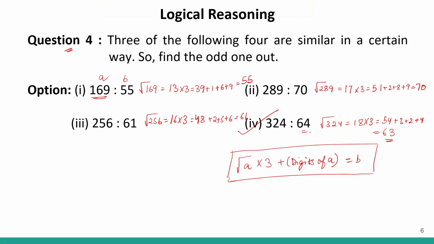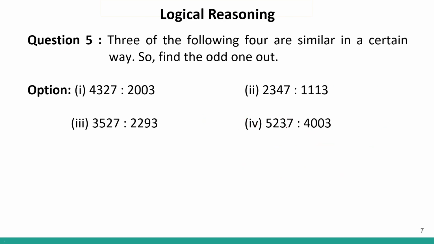Clear? Now let us look at question number 5. So question number 5, big numbers are there. So probably let me start by finding their difference. If I find the difference of 14327 and 2003, this will be 4324 and 2. This is 2324. If I find the difference between 2347 and 1113, this will be 4, this will be 3, this will be 2 and this will be 1.